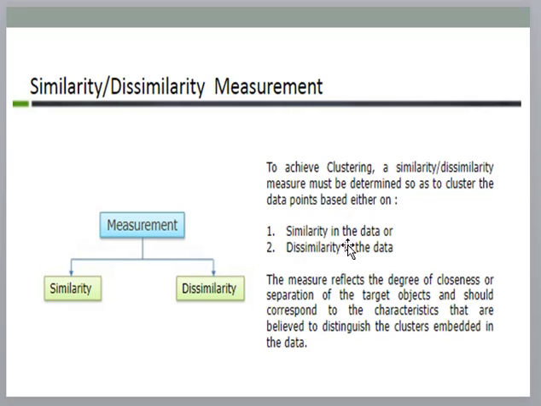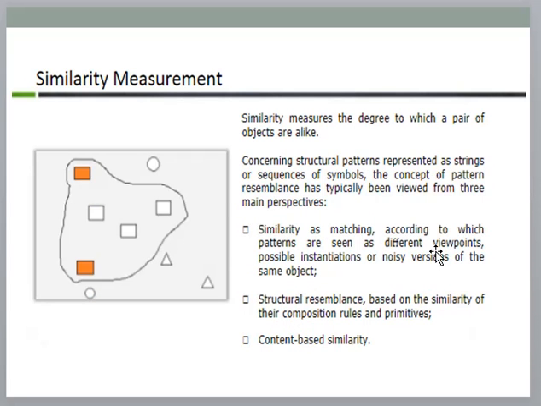One measure looks at the similarity in the data, and the other looks into the dissimilarity present in the data. The measure reflects the degree of closeness or separation of the target objects and should correspond to the characteristics that are believed to distinguish the clusters embedded in the data. The similarity measure is the degree to which a pair of objects are alike, right? So we are trying to figure out, if we have a pair of objects, how much they are alike, or how much resemblance is present in their characteristics or properties.